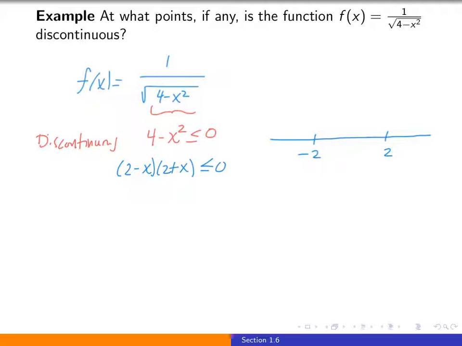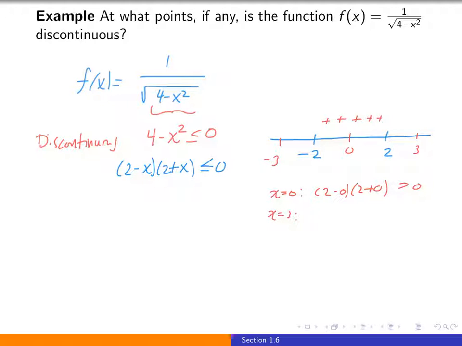In between minus 2 and 2 is 0. Less than minus 2 would maybe be minus 3. Above 2 would be 3. So if we use the sample point x equals 0, and we plug that in, we'll have 2 minus 0 times 2 plus 0, which is positive. So between minus 2 and 2, our expression is entirely positive.